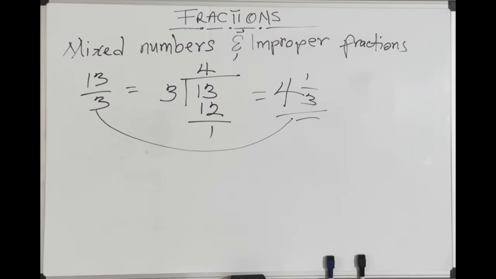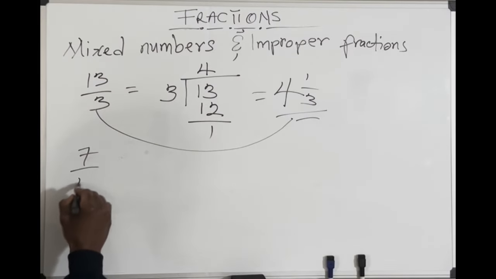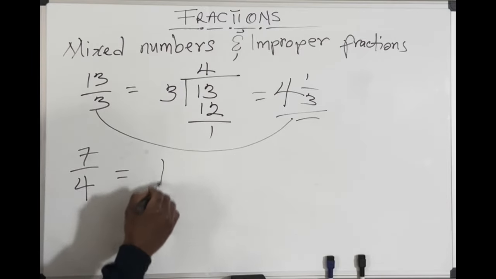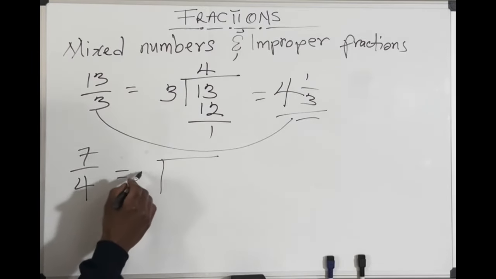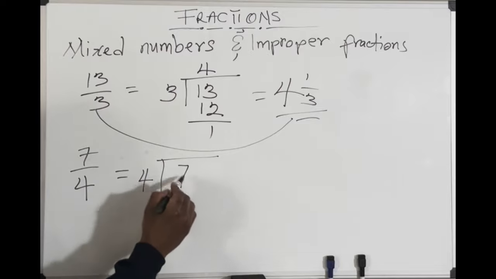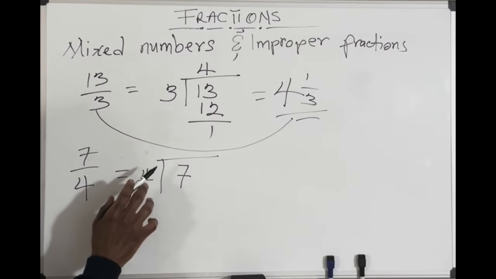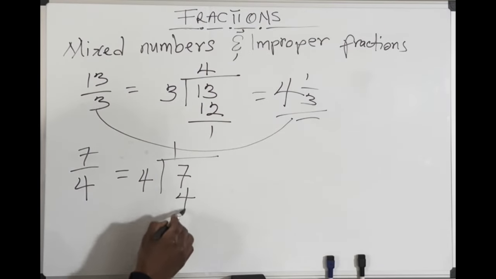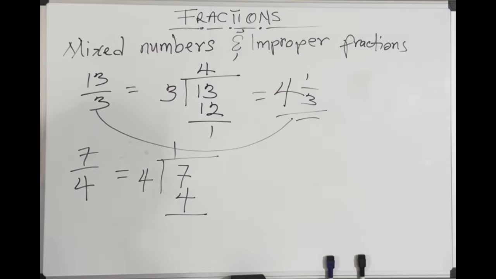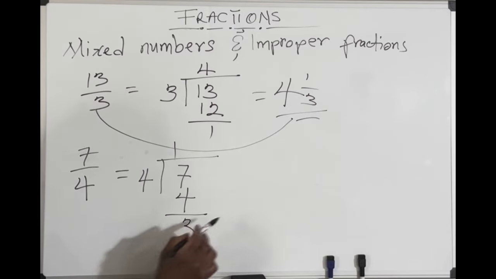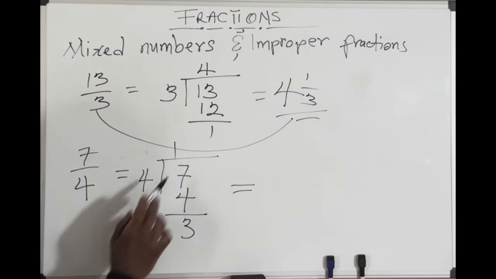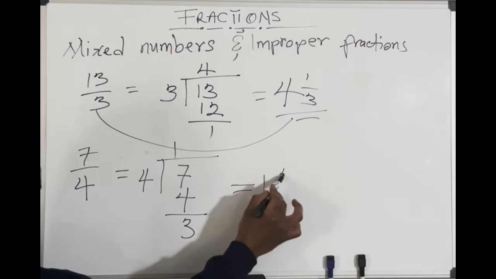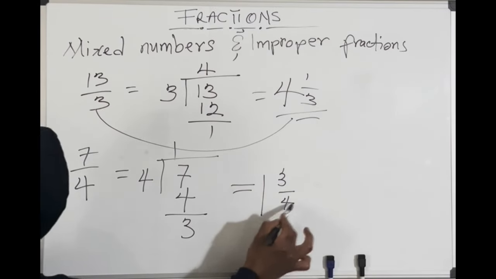And then also another example, 7 over 4. The same process, 4, and then the 7 will go in there. So 4 times 1 is 4, 4 times 2 is 8, so we pick 1. 4 times 1 is 4. Subtract 4 from 7, you get what? 3. Okay. So our final answer will be 1 whole number, 3 over 4.